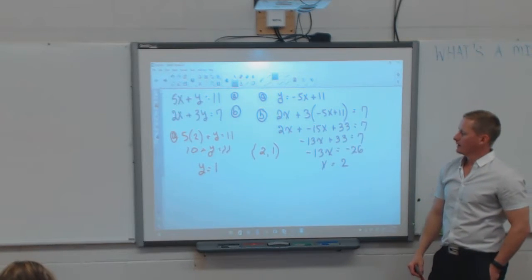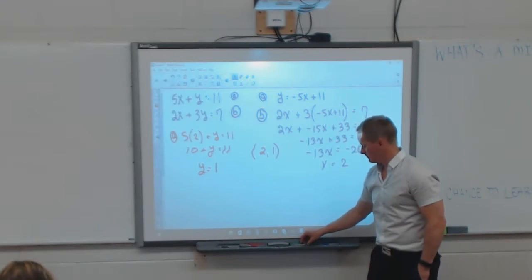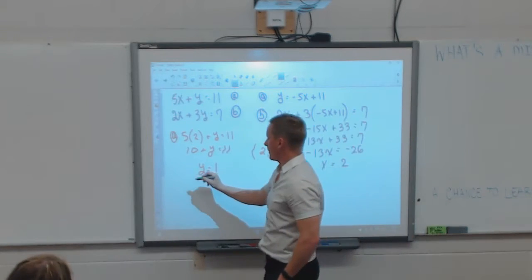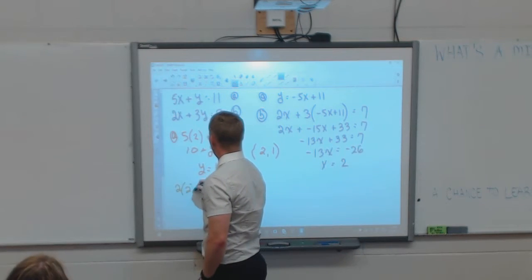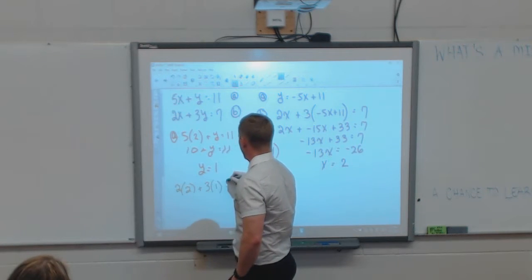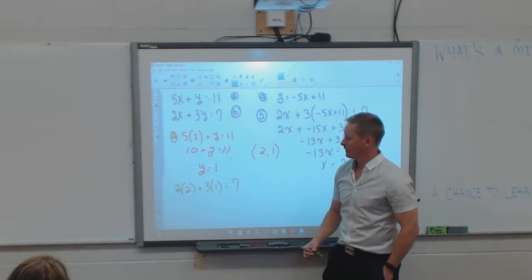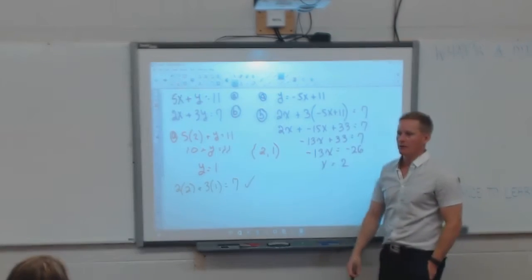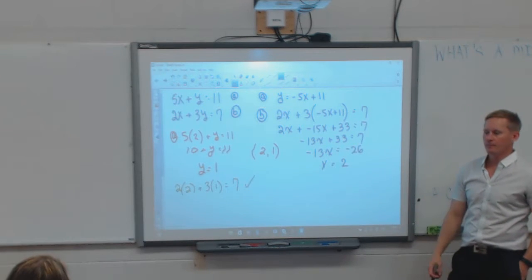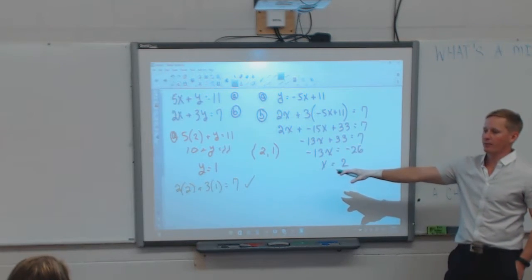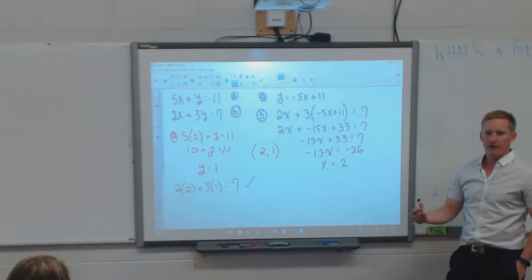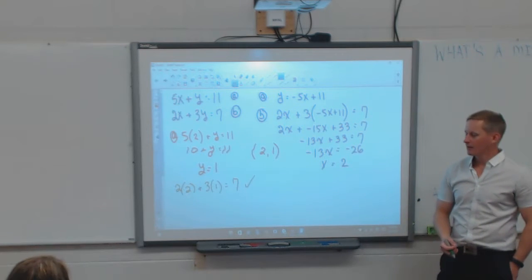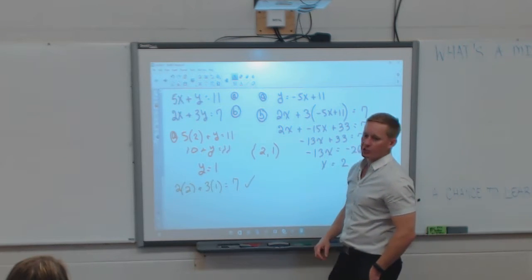All right? Now, if I wanted to check this, which you can, I would put it into the other equation to make sure it works. So I would have 2 times 2 plus 3 times 1, and it should equal 7. 2 times 2 is 4, plus 3 is 7. I got the right answer. You can guarantee your work every time now. That wasn't very long. It took me, what, 3 seconds to check it, to figure out whether I got it right or wrong, right? Okay? So this method's called substitution.